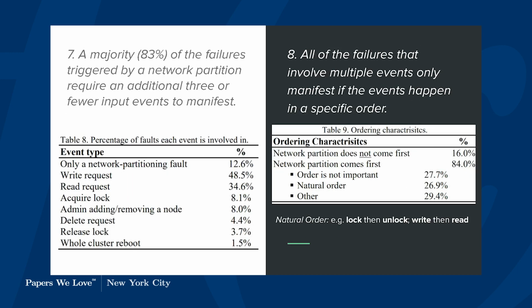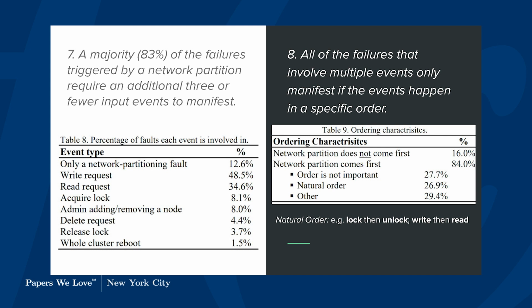So a majority of the failures triggered by a network partition require 3 or fewer input events to manifest. This is, of course, concerning because it means that your cluster can go bad really fast after your network partition. And you can dig into things that can happen in order to trigger these. In primary cases, either it takes a write request and a read request, or you can acquire a lock. Most commonly, it's your network partitions, and then you issue a write, and then now your system's out of date because half of your system is saying one thing, and the other half of your system is saying the other thing.